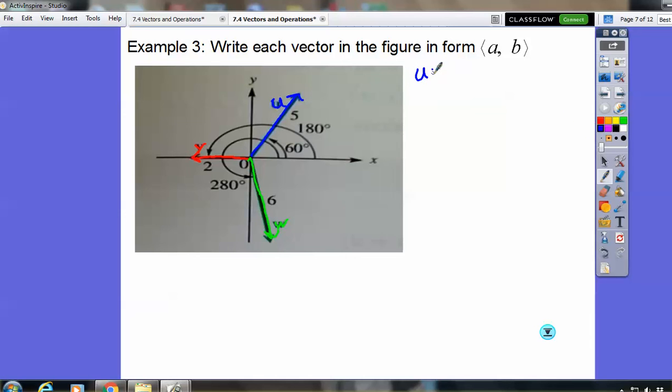So let's talk about U. A is the magnitude times the cosine of theta. Do I have a magnitude here? The magnitude is just the length of this. That's what the 5 is representing. So my magnitude is 5. Do I have my angle? Yes, sorry, it's kind of hard to see. Right here is 60.